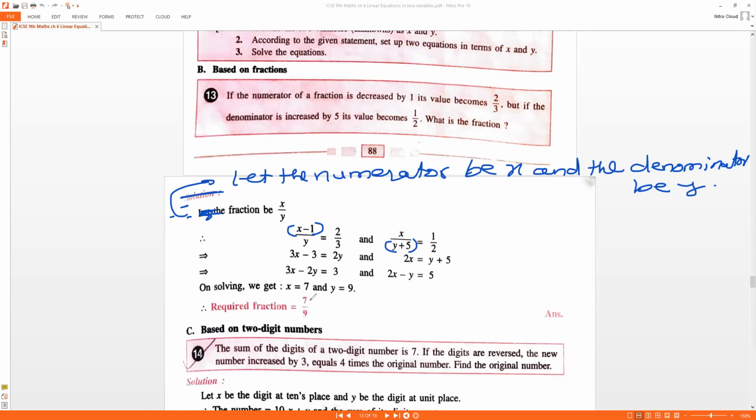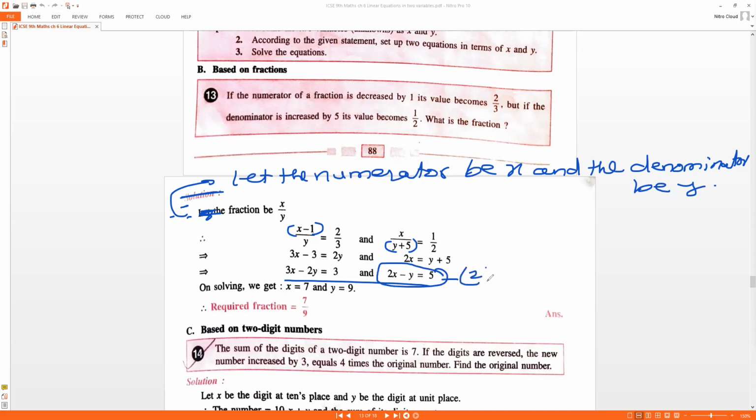On solving, we get x is equal to 7 and y is equal to 9. So on solving, let me ask you, how will you solve this? See, I would prefer to use elimination by substitution here. Let me tell you why.